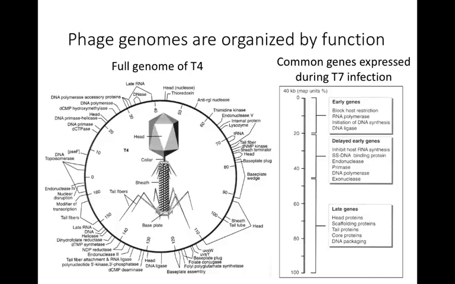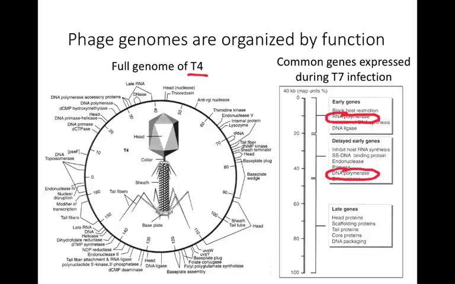T7 bacteriophage, though, have a linear genome as well, but it does not circularize. So T7's life cycle is a little bit different than that of T4. And so the other thing to point out here is that T7, unlike T4, actually encodes its own RNA polymerase. And it encodes its own DNA polymerase as well, shown here. But remember, this is in contrast to T4.